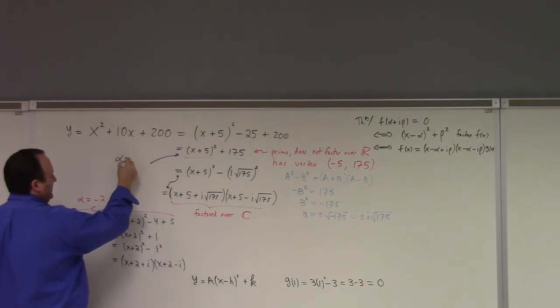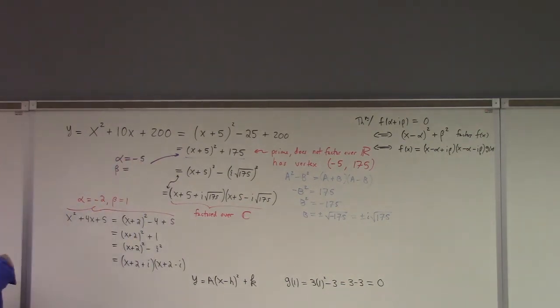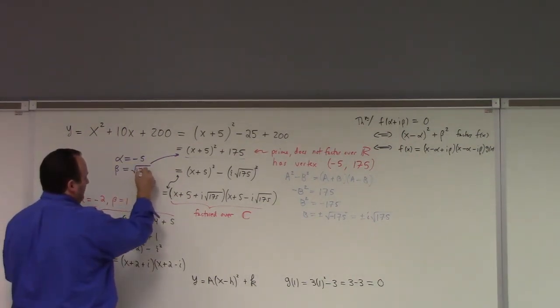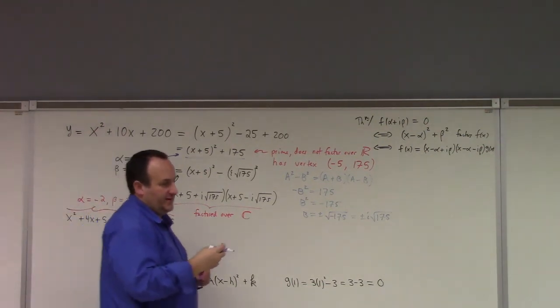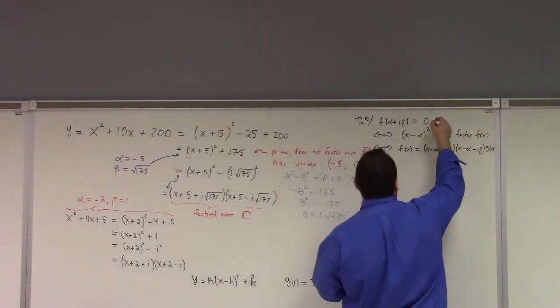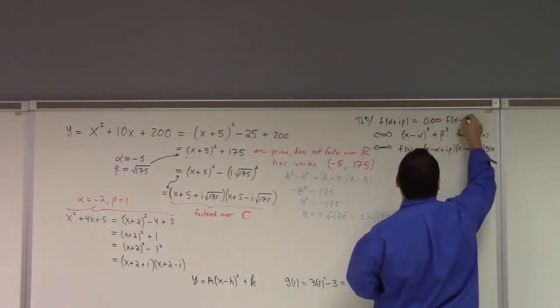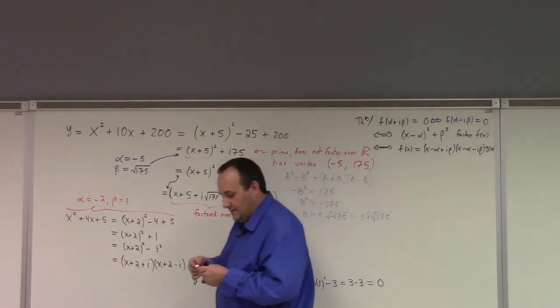Here alpha is -5, and beta is, there are two reasonable things to say, it's either the square root of 175 or minus the square root of 175. Either way you could go. If you have f of alpha plus i beta equal to 0, that's also true only if alpha minus i beta is also equal to 0. So you always have your choice of plus or minus for the beta piece.